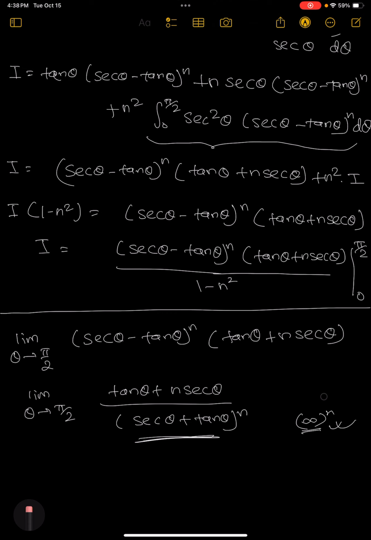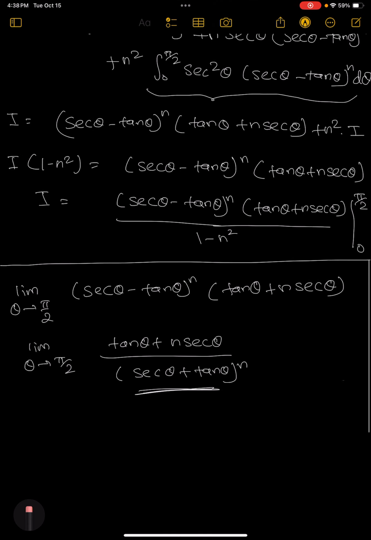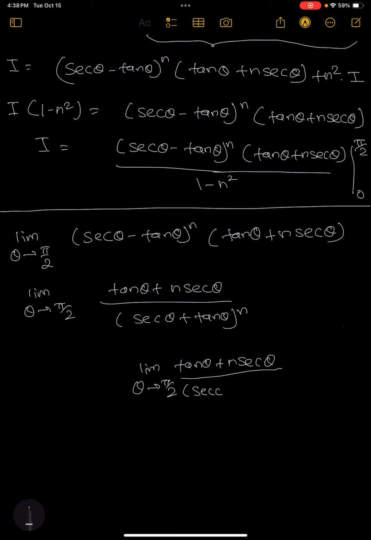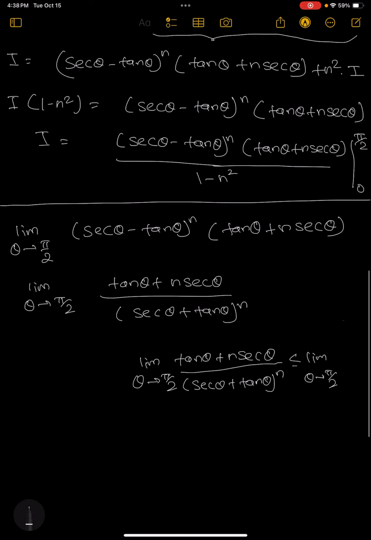So to prove it, we can use the squeeze theorem. What I can say from the squeeze theorem is this: limit theta tends to pi by 2 of (tan theta plus n sec theta) divided by (sec theta plus tan theta) to the power n. This will be less than or equal to limit theta tends to pi by 2 of, because n is greater than 1, right? Since n is greater than 1, okay, wait, the space is not enough.